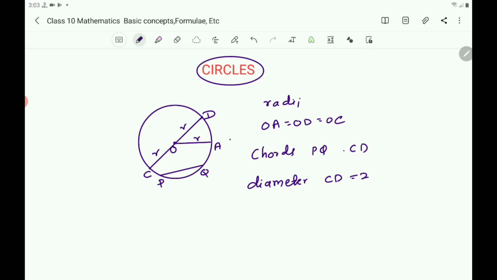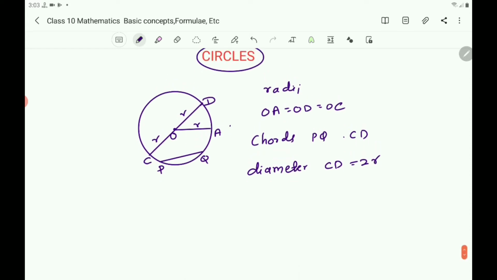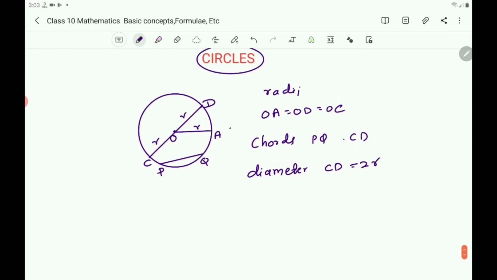The diameter is equal to 2r, twice the radius. Here the chord joins any two points on the circle, and the radius is a line joining the center and a point on the circle, and the diameter is a chord which passes through the center of the circle, and it is twice the radius.